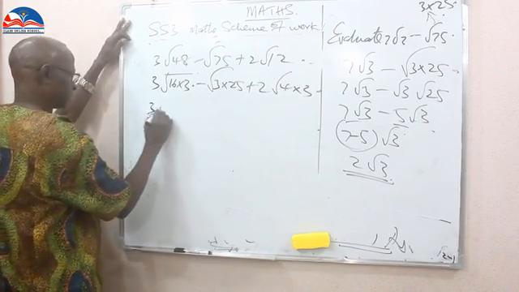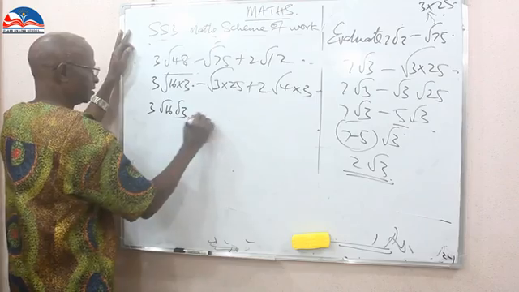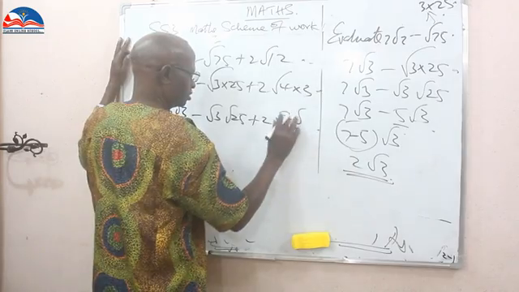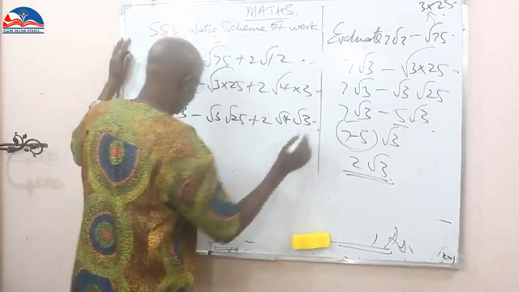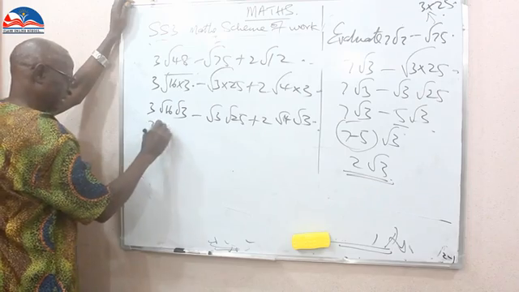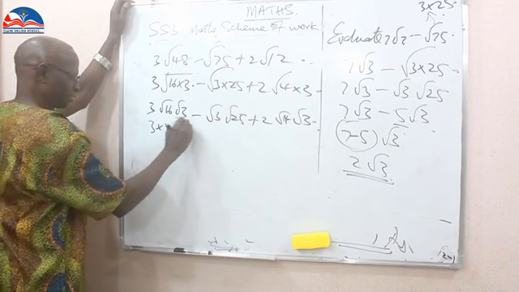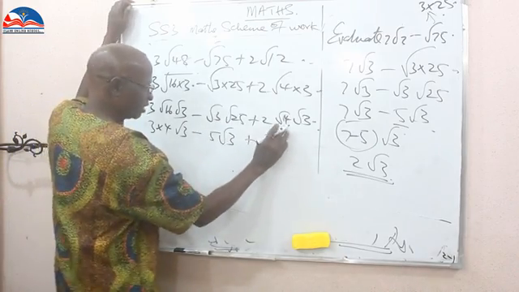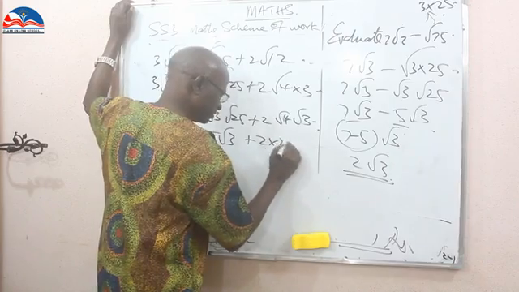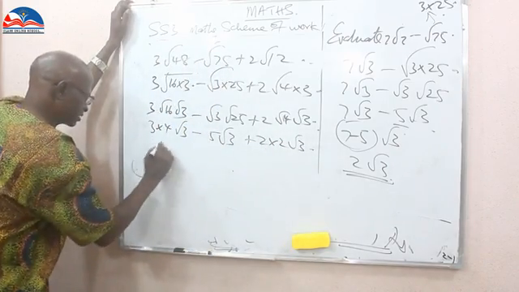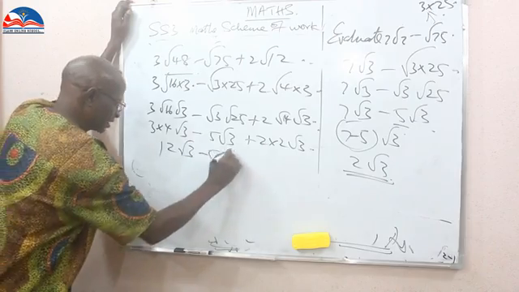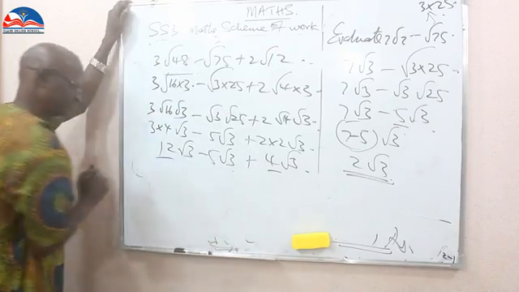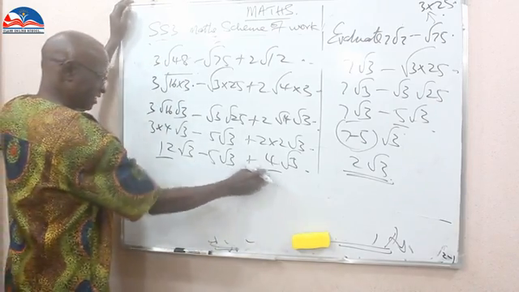Now let's go. 3 root 16 into root 3 minus root 25 times root 3 plus 2 root 4 root 3. The square root of 16 is 4, then 3 times 4 out here is 12 root 3, and the square root of 25 is 5, so 5 root 3, plus the square root of 4 is 2 coming out from here, so 4 root 3. Now this will give me 12 root 3 minus 5 root 3 plus 4 root 3. Bring all the positive numbers together. This is 12 root 3, this is 4 root 3, and this is the only negative one.